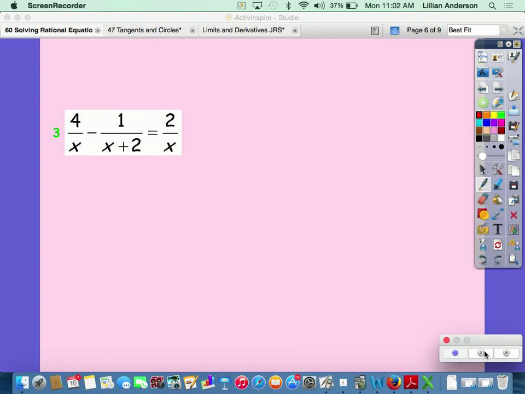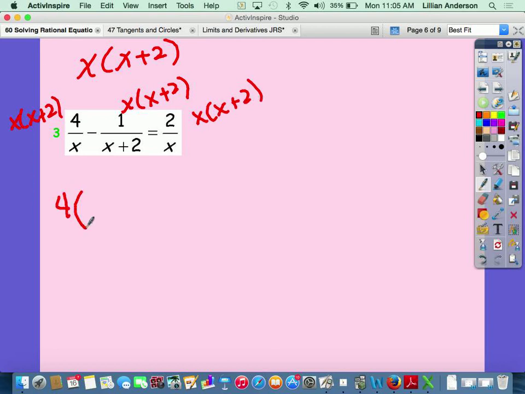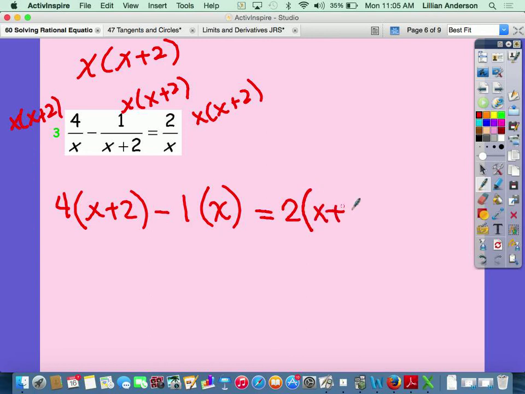Alright, so everybody should be working on number 3, trying to figure out the lowest common denominator, multiplying, and solving. What's the LCD? So when I multiply every fraction by that LCD, I'm left with 4 times x plus 2, minus 1 times x, equals 2x times x plus 2, because you're multiplying the x and the x.